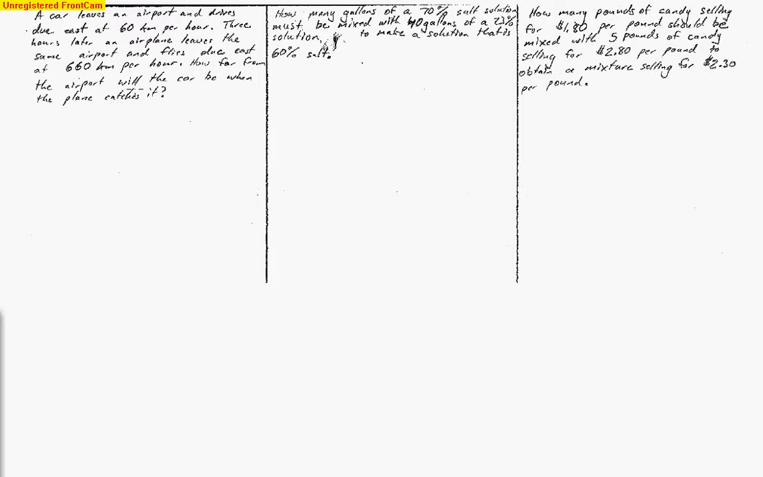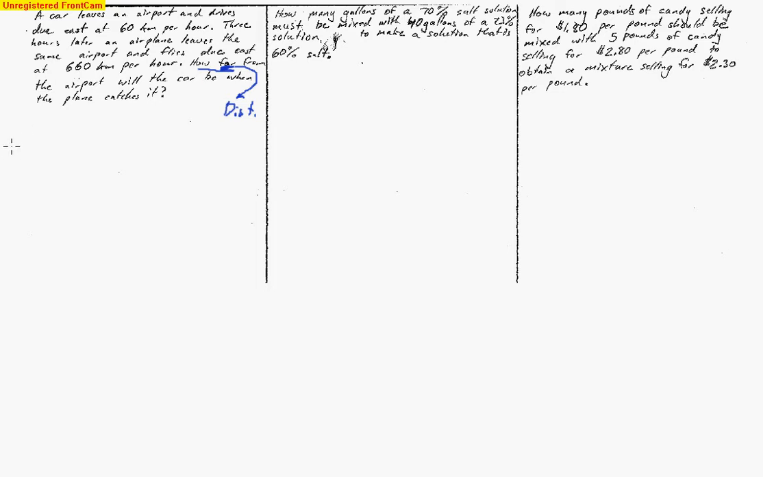And so we notice that it asks how far from the airport. Far, that means they're asking for a distance. And so they want to know the distance from the airport the car will be when the plane catches it. And so that's important to understand what we're looking for.